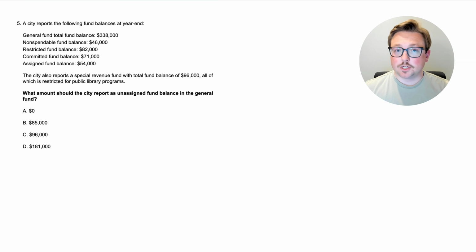All right, here we are at question 5. What amount should the city report as unassigned fund balance in the general fund? Okay, let's go up to the top. A city reports the following fund balances at year end. General fund, total fund balance is $338,000. Non-spendable fund balance, $46,000. Restricted fund balance, $82,000. Committed fund balance, $71,000. And assigned fund balance, $54,000. The city also reports a special revenue fund with total balances of $96,000, all of which is restricted for public library programs. Okay, so how much of the fund balance is going to be unassigned?